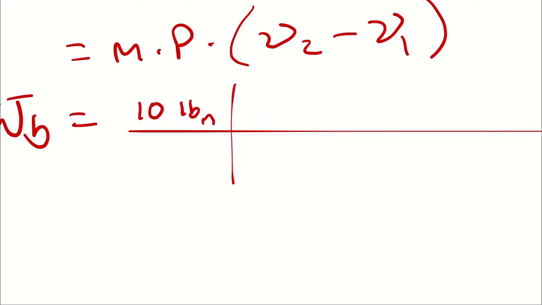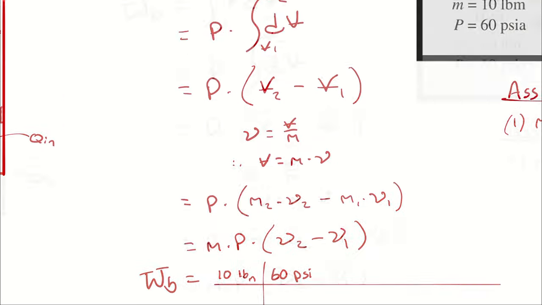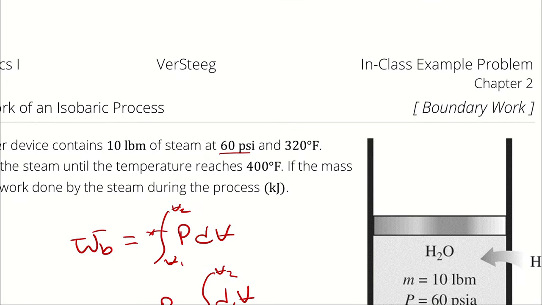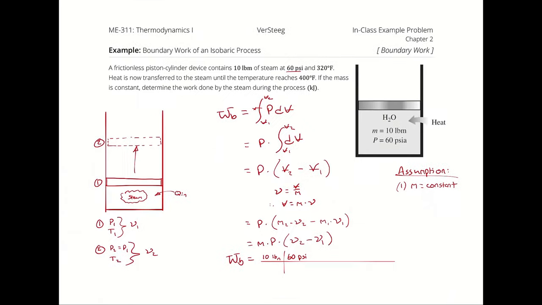multiplied by 60 psi. By the way, I was just told 60 psi. Should we treat this as a gauge pressure or an absolute pressure? Well, the general rule of thumb is if you have no indication of it being a gauge pressure, then you should assume it's an absolute pressure.